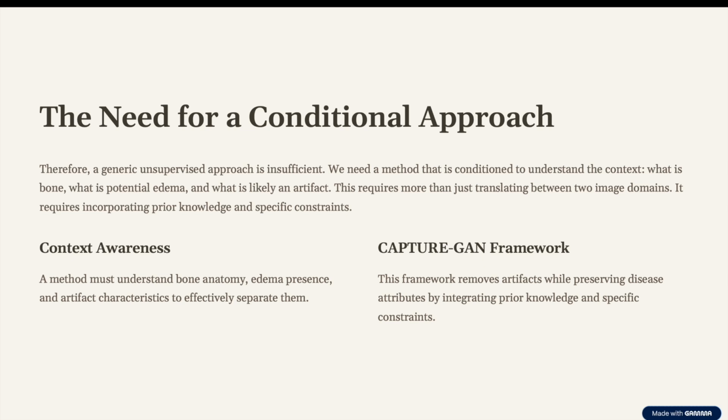A generic unsupervised approach is insufficient. We need a method that is conditioned to understand the context. What is bone? What is potential edema? And what is likely an artifact? This requires more than just translating between two image domains. It requires incorporating prior knowledge and specific constraints. Our CAPTURE-GAN framework is built on this premise to carefully unveil the realistic underlying anatomy by removing artifacts, while actively preserving the critical attributes of disease.